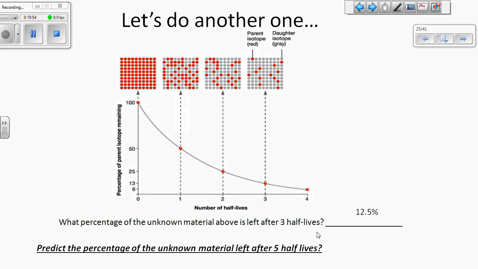So it's kind of like a pattern. You're just kind of dividing the number in half. Once you know how long it takes for a sample to decay, once you know what the half-life is, then you can just kind of take that number and you just keep dividing it in half.